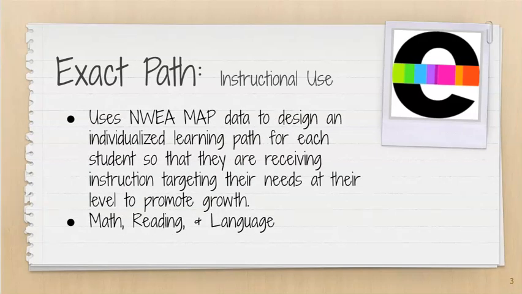ExactPath uses NWEA MAP data to design an individualized learning path for each student so that they are receiving instruction that targets their needs at their level to promote growth. Learning paths are created in 3 subjects: math, reading, and language. Learning paths are created at the conclusion of each testing window. This ensures that students are placed at levels based on their most recent assessment.